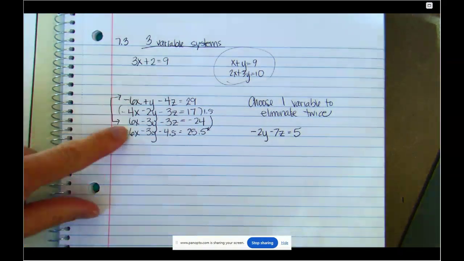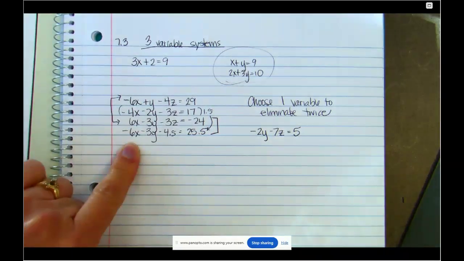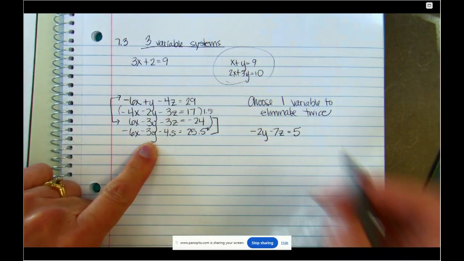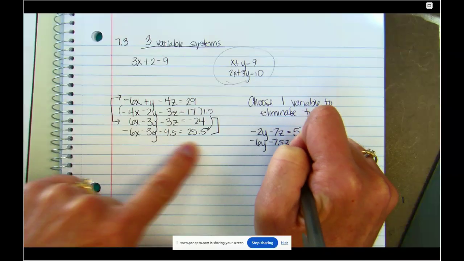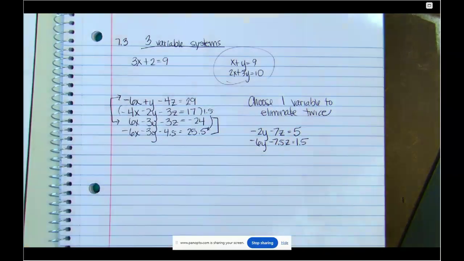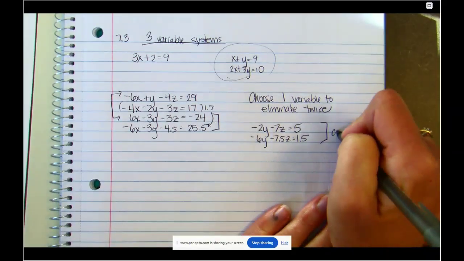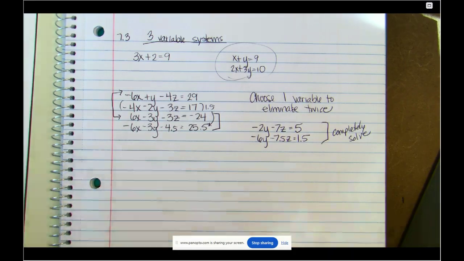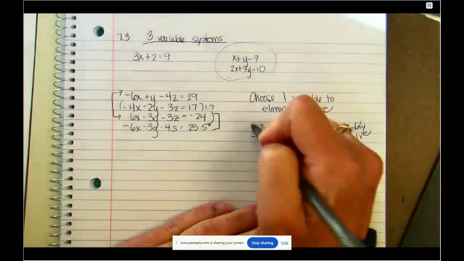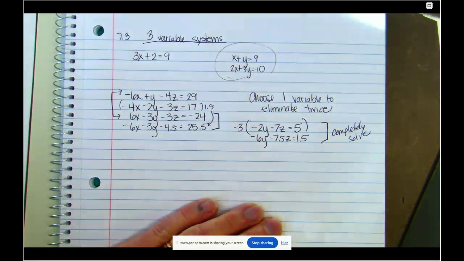Okay, now you can eliminate. You've got your 2 that you're eliminating here. Your x's go away, which they have to. And you have negative 6y minus 7.5z equals 1.5. So then what you have to do, choose one variable to eliminate twice. We did that. You have to completely solve this. You may solve that by elimination or by substitution. If you're like, hey, it's pretty easy to substitute this one, then substitute it. It's not particularly here. I'll multiply the top by negative 3 personally because that gives me a 6.